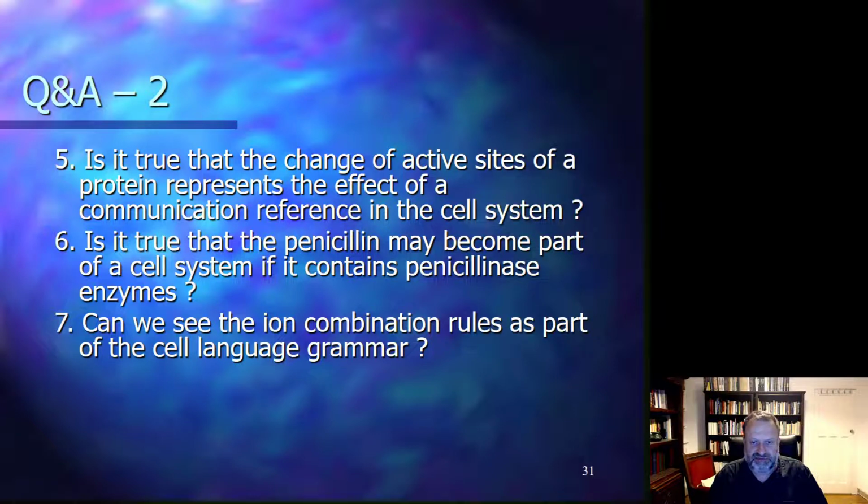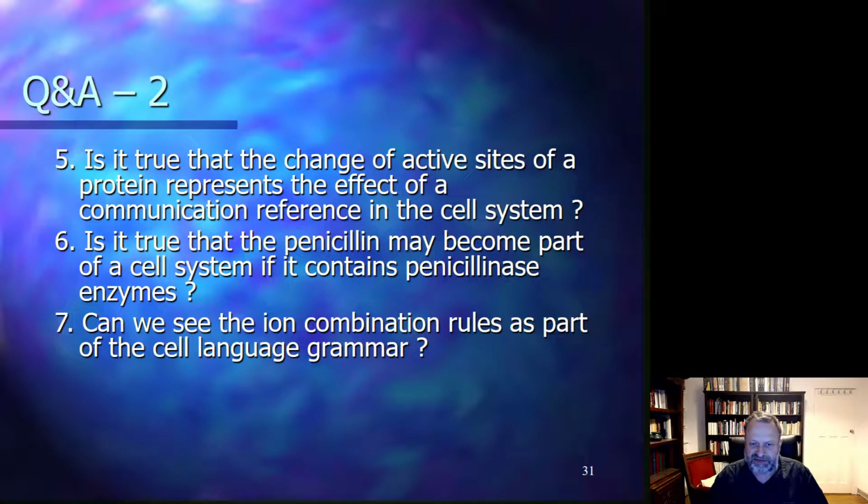Next, is it true that the penicillin may become part of a cell system if it contains penicillinase enzymes? Now, we haven't discussed penicillinase. The penicillinase enzymes are proteins inside of bacteria which can decompose the penicillin molecules. And effectively, those bacteria which have the penicillinase enzyme are able to metabolize penicillin, and they are able to use the components of the penicillin molecule to produce useful molecules within the cell. So in this way, the interactions of the penicillin molecule with other molecules within the cell system do become part of the cell system of molecular interactions within a cell, because when they interact with the penicillinase, they effectively become a resource molecule within the cell.